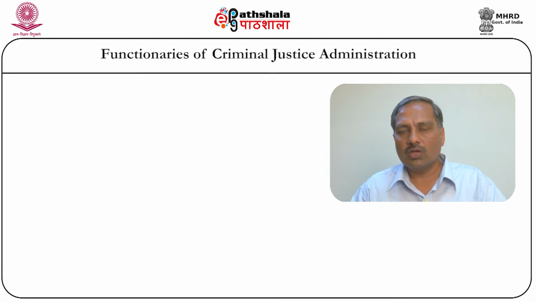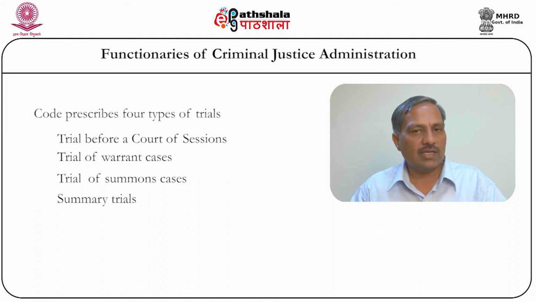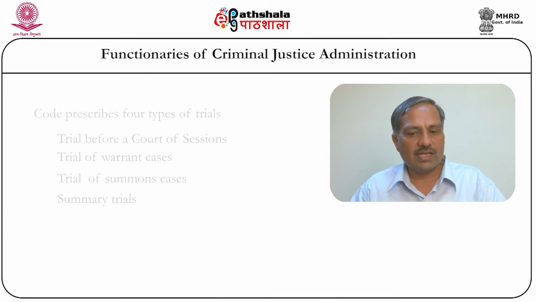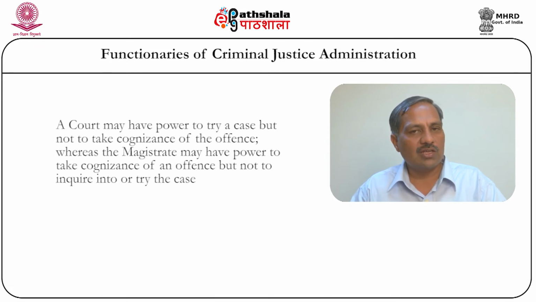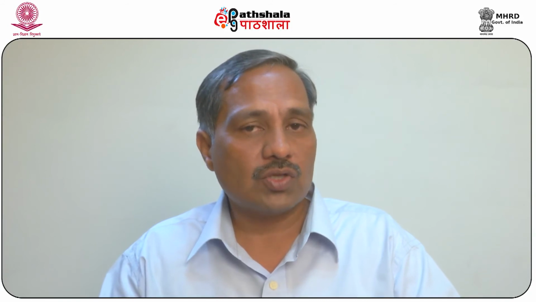If you look at it, the Code prescribes 4 different types of trials: trial before a court of sessions, trial of warrant cases, trial of summons cases, and summary trials. Now, you must realize that the jurisdiction to try a case is different from the jurisdiction to take cognizance. That is why it is said that a court may have the power to try a case, but not the power to take cognizance of the offence. On the other hand, you may have a magistrate who has the power to take cognizance of an offence, but will not have the jurisdiction to try that case. Cognizance and power to try are 2 different components of trial.